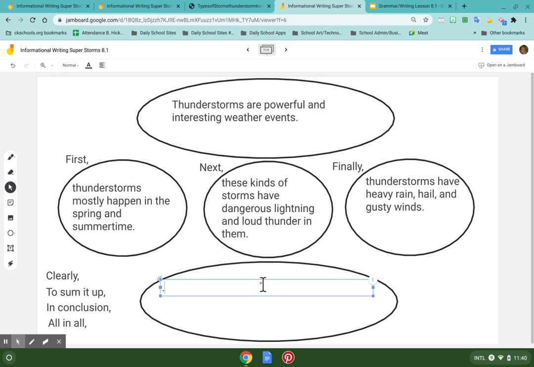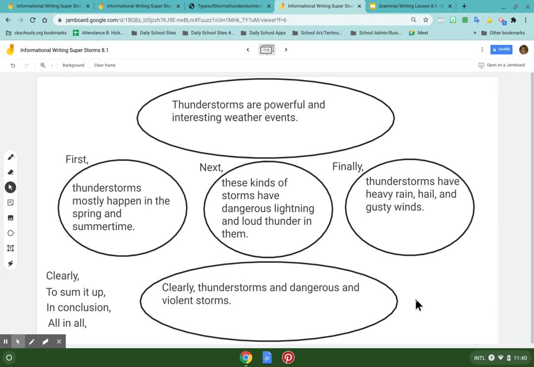And I'm going to say, let's see. Clearly, I chose one of the transitions. Clearly, thunderstorms are dangerous and violent storms. I'm going to use that there. Okay. Now there's my paper. So now I read it back and see what I think.